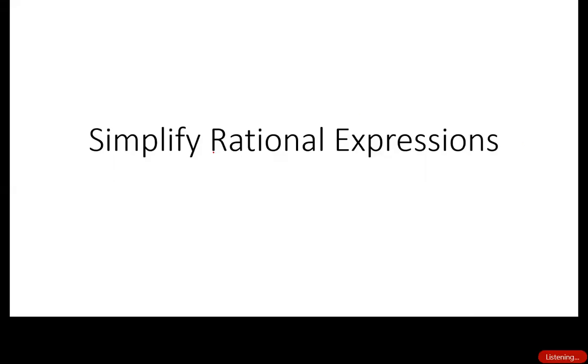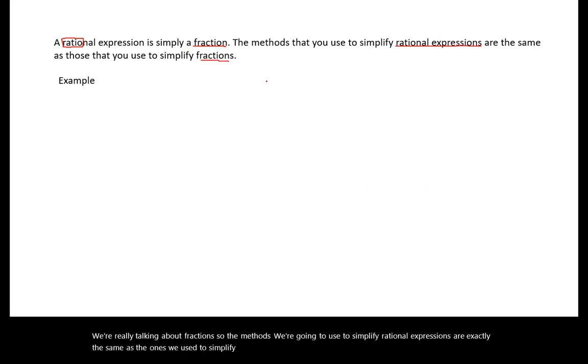Simplifying rational expressions. A rational expression, ratio. We're really talking about fractions. So the methods we're going to use to simplify our rational expressions are exactly the same as the ones we use to simplify fractions. Let's take an example.